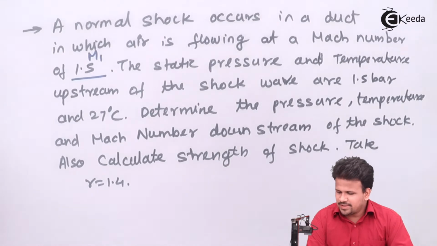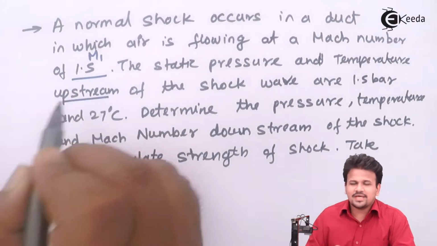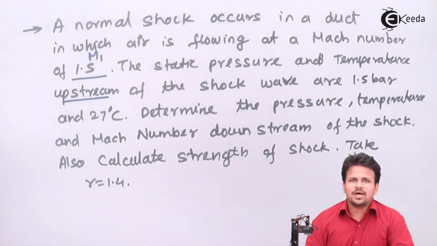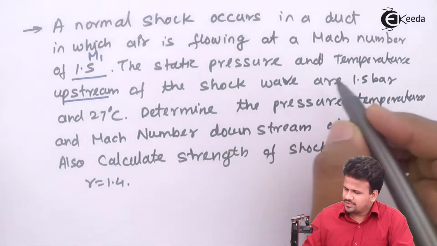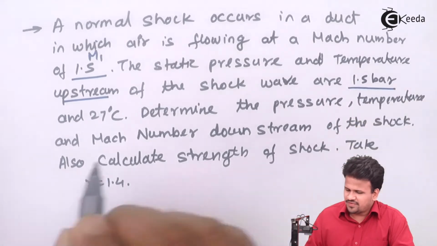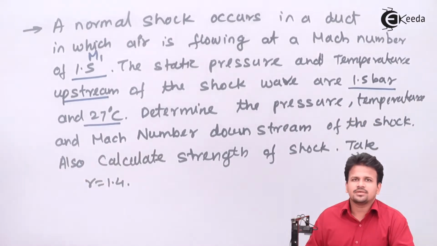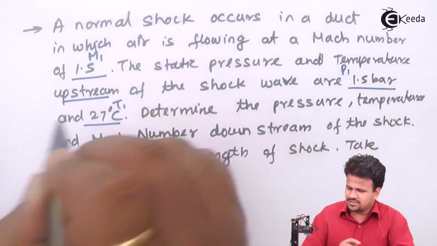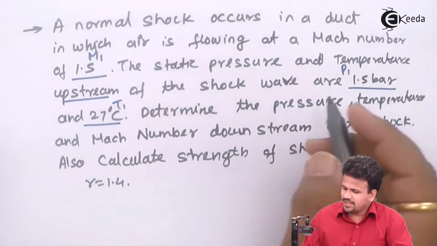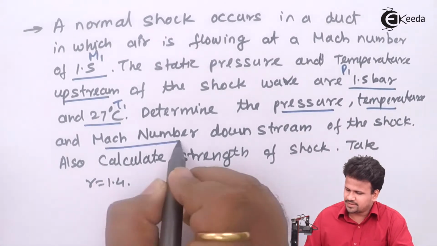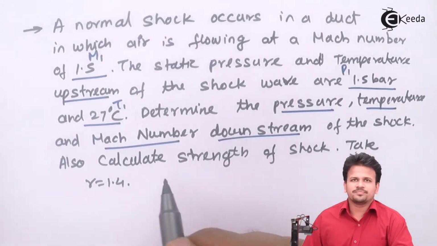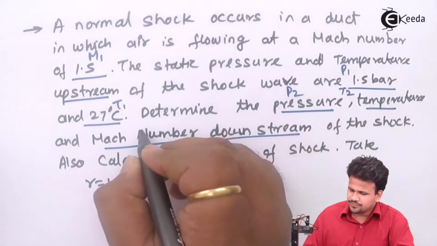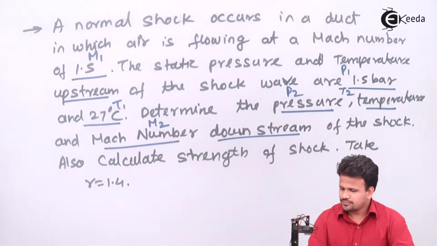The static pressure and temperature in the upstream, now they have specified upstream, that means all the terms will contain the subscript 1, that is pressure is 1.5 bar and temperature is 27 degrees Celsius. So P1 and T1 are specified. We have to determine the pressure, temperature, and Mach number in the downstream. Downstream means we have to calculate P2, T2 and M2.